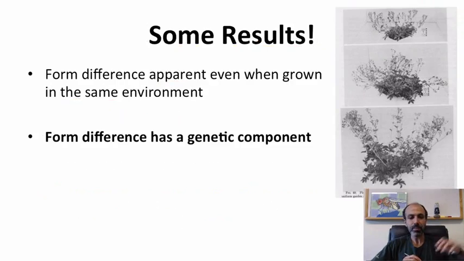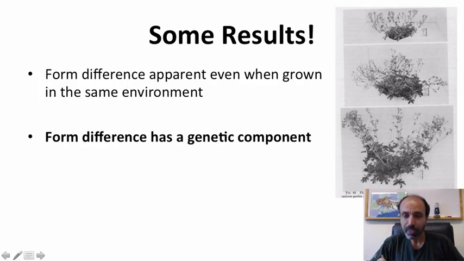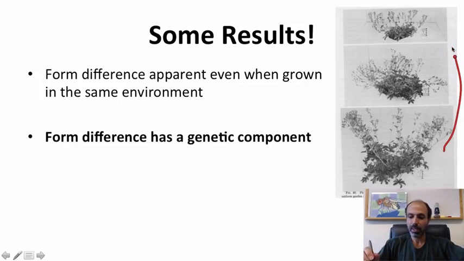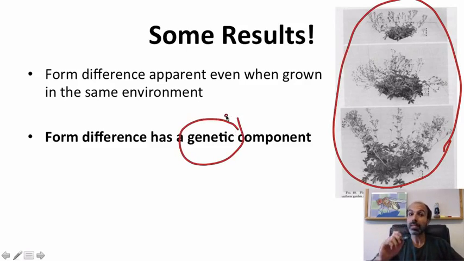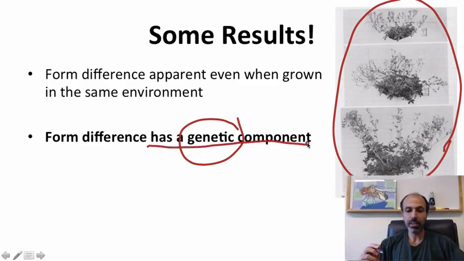Well, what did they see? In fact, they found there was a form difference apparent even when grown in the same environment. So these are ones from the species Potentilla gracilis, grown in one spot in Mather. So this is that intermediate elevation spot. They found quite a big difference in form. And this suggests this form difference does have a genetic component. It does not prove there was no environmental component. It only proves there is a genetic component. Okay?